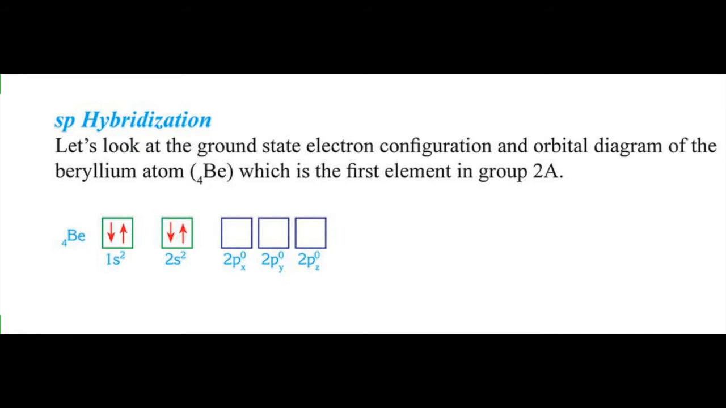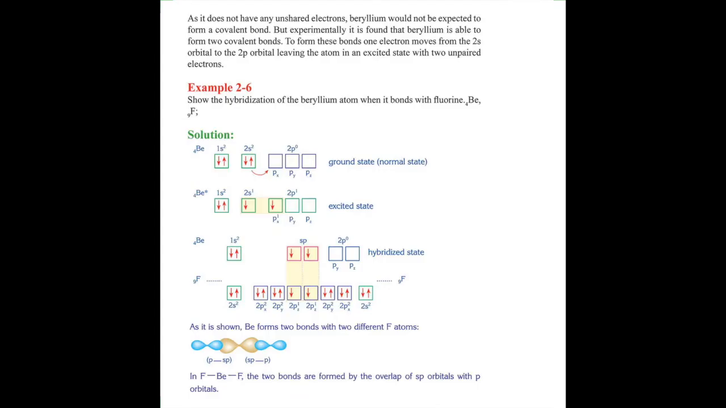The first type of hybridization is sp hybridization. Sp hybridization is possible in the second A group elements, like beryllium. We know that there is no unpaired electron in the beryllium atom. For that reason, beryllium is not able to make any covalent bond in the ground state. But in the excited state, one electron passes from the s orbital of beryllium to the p orbital.